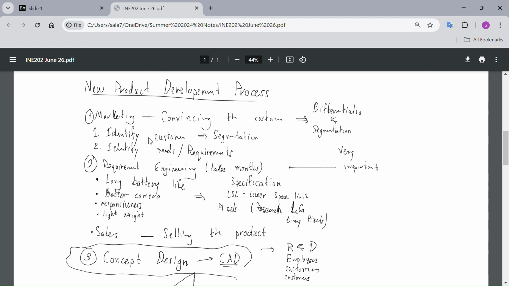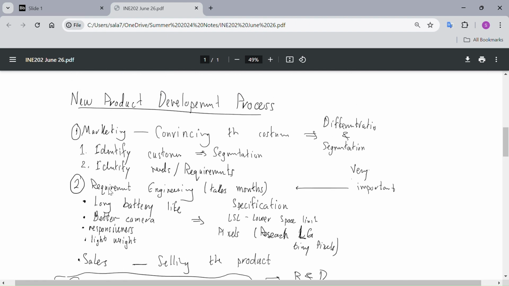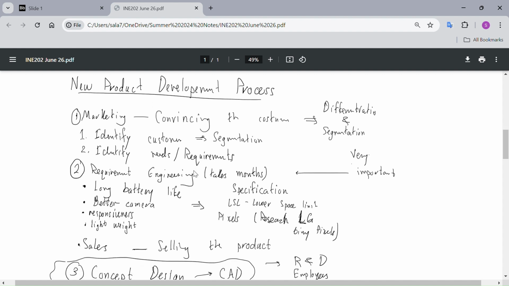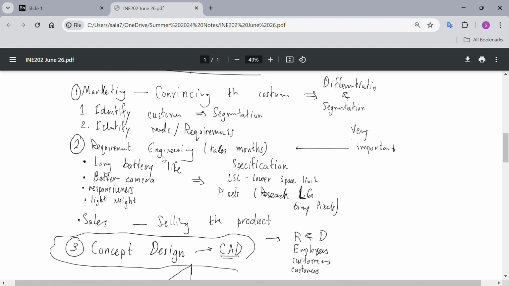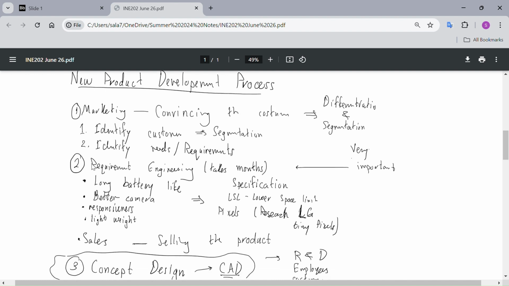So as you can see, this is almost the same concept. So, the new product development process. This is the process of developing a new product. First, we market, we convince the customer, try to differentiate and segment. First, identify the customer. We segment the market, identify who we are aiming to sell to, and then identify the customer's needs and requirements. Then we go for requirement engineering, which usually takes months, but it's the most important part of the whole product development process.